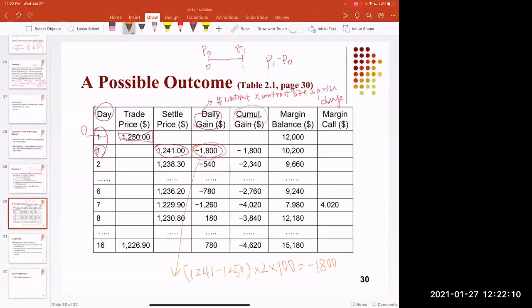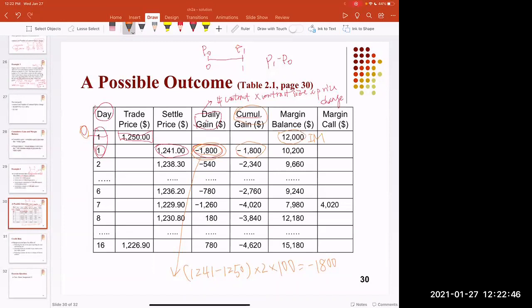Next column, cumulative gain. Because this is the first day, the cumulative gain is the same as the daily gain, okay? Because this is day one, they don't have a previous gain, right? And the margin balance at the beginning of day one, which is day 0, is the initial margin, okay? So the margin balance starts from the initial margin. And at the end of day one, the margin balance becomes what?